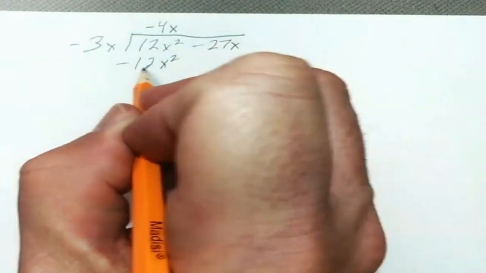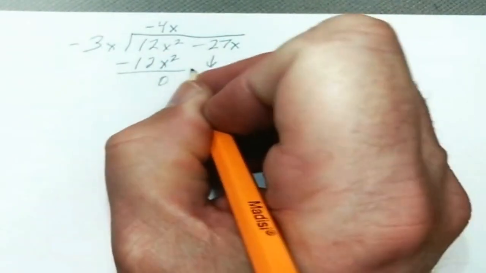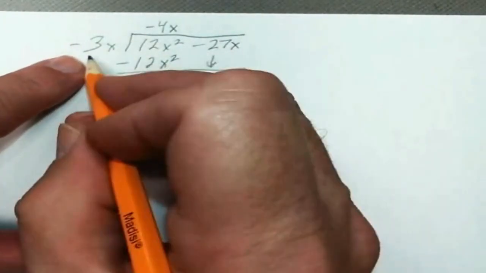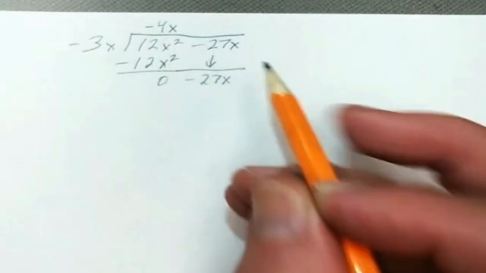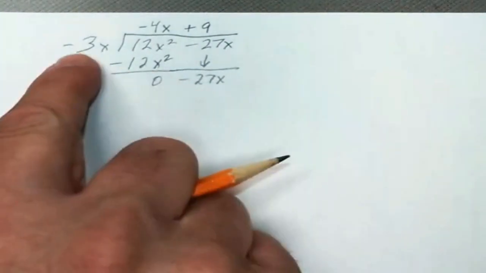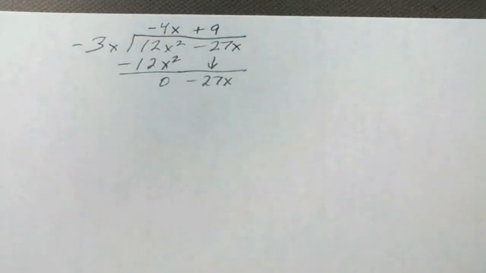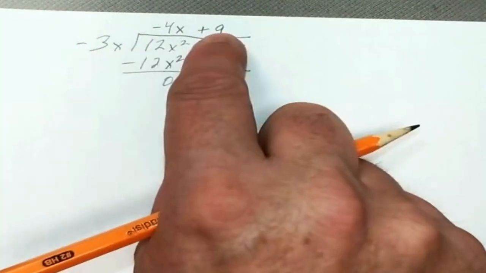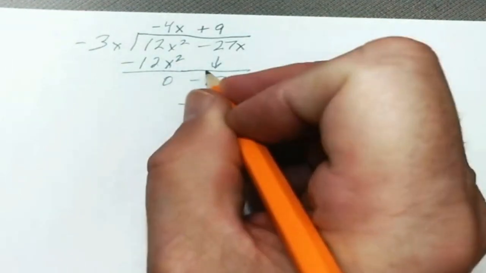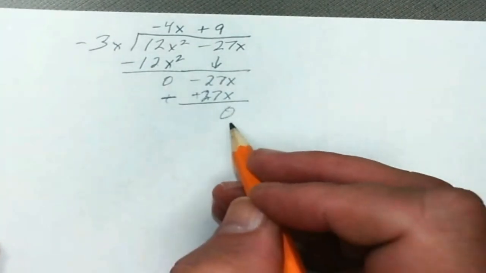And we got to subtract that. So 12x squared minus 12x squared is just 0. So we bring down the next term, negative 27x. How many times does negative 3x go into negative 27x? Well, negative 3 goes into negative 27 a positive 9 times, because it's a negative divided by a negative. X goes into x 1 time, so it's just 9. And 9 times negative 3x. And when we subtract that, subtracting a negative means we add, and this is just 0. So there's a remainder of 0.